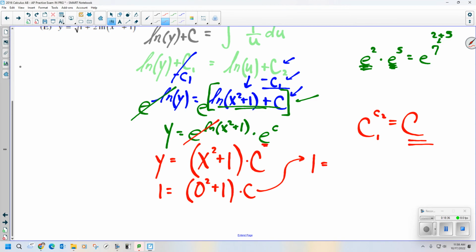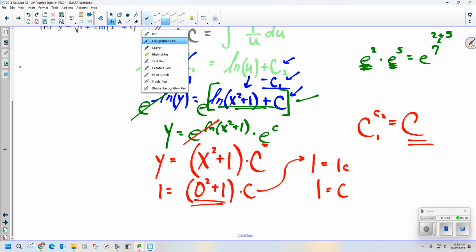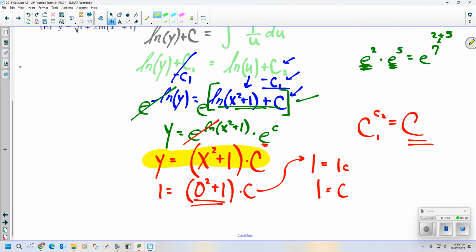1 equals 0 plus 1 is 1 times c, so 1 equals c. All right, I need an equation for y. This is where y was alone before we knew what c is. Okay, now we just figured out what c was. So all I'm going to do at this point is just substitute this back in for c here.